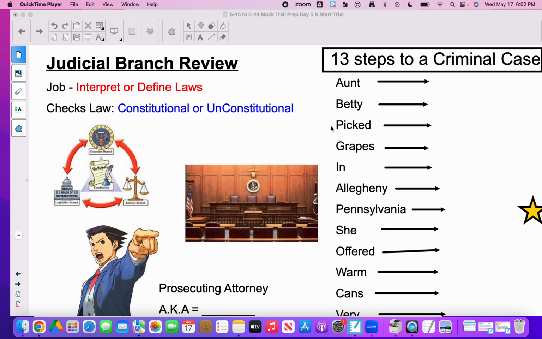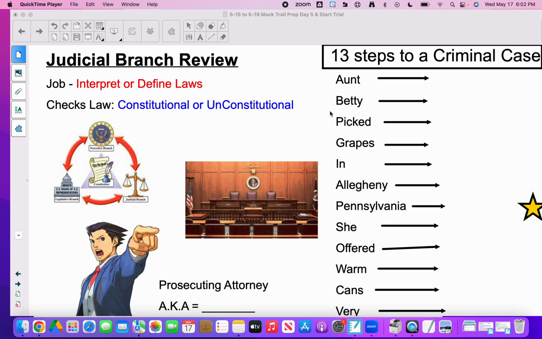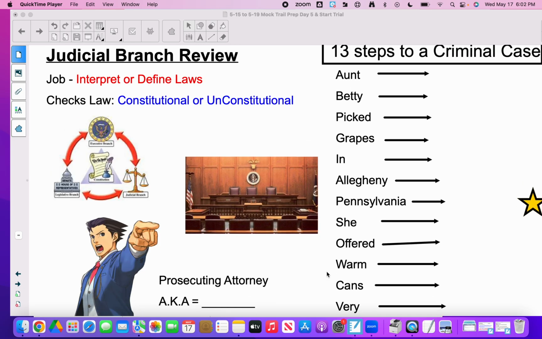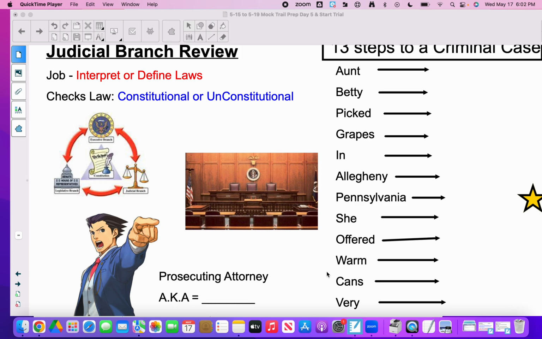We also talked throughout the year about the criminal court process, and there are 13 steps to a criminal case. We taught you the phrase, Aunt Betty picked grapes in Allegheny, Pennsylvania. She offered warm cans very sweet. And a helpful thing to do is to remember our mock trial formation.